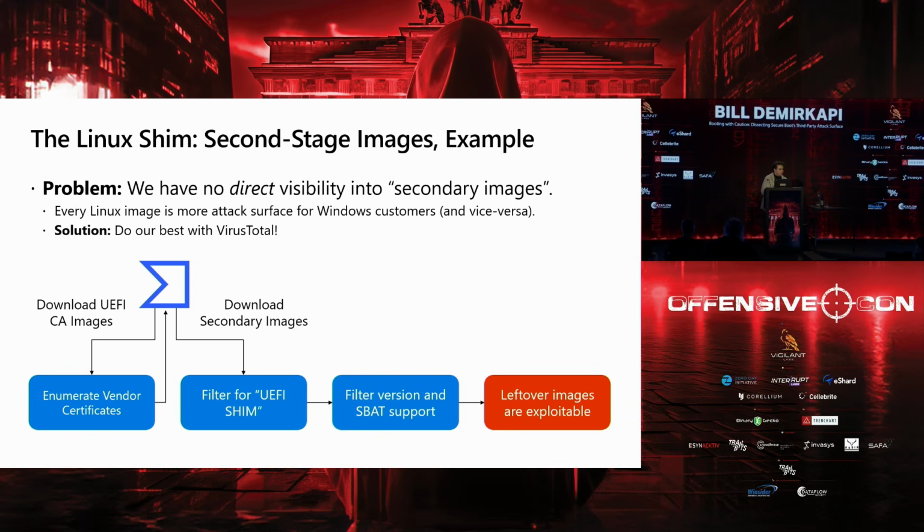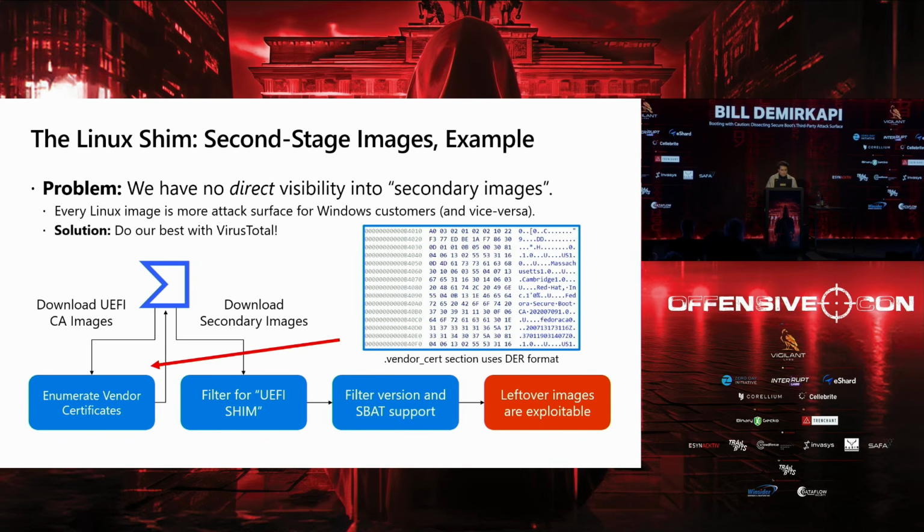So what I did was I took our existing methodology and just added a step in between. We download UEFI images, but this time we'll actually enumerate vendor certificates. How do we do this? Well, the vendor certificate section contains the DER encoded format of that Linux distribution certificate. Next, we feed that back into VirusTotal and then download the secondary images. We again filter for the UEFI Shim, we check version and SBAT support, and we look for images that either don't have SBAT or are running a really old commit.